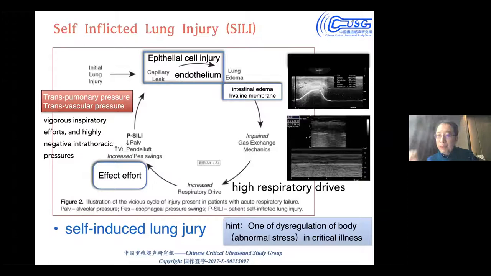Just like this, you can see the epithelial cell injury, then interstitial edema and the alveolar membrane becoming thickened, and then impaired gas exchange mechanics, increased respiratory failure drivers and a high respiratory drive, and then respiratory effort. Then you get two key points. One is that transpulmonary pressure increases and the transvascular pressure increases. And then from the initial lung injury to secondary lung injury, maybe combined primary and secondary lung injury, it becomes more and more severe. So it's a key point.